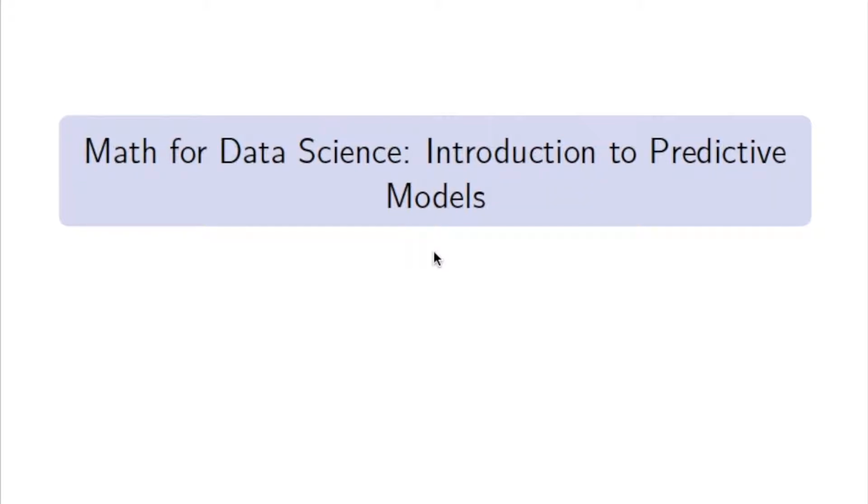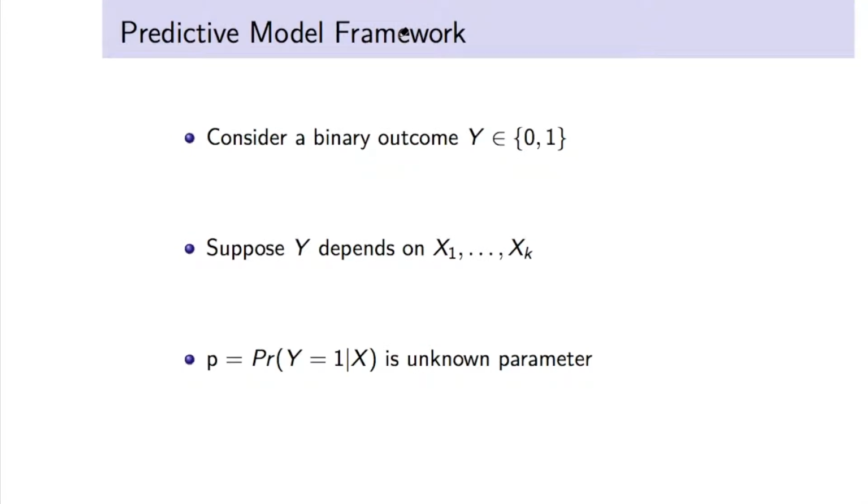So let's get started. Let us begin by just setting up a general framework for a predictive model. Since this is an introductory video, I'm going to be focusing on the case where our outcome variable of interest is just a binary variable. So by binary variable, I mean that the outcome variable y can only take on two values, either 0 or 1.